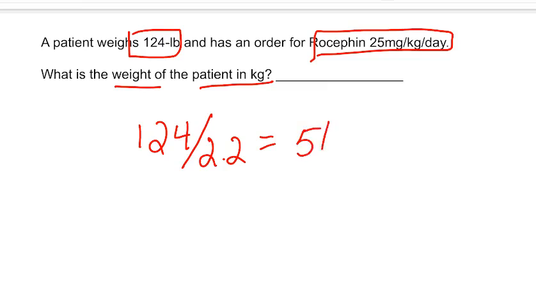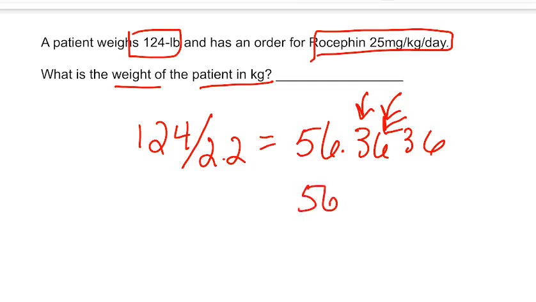I got 56.3636. So I want to round to the tenth. I'm going to look one number past the tenth. This is the number I'm looking at, and it's 5 or greater, so I'm going to go up. It's going to be 56.4. So my patient's weight is 56.4 kilograms.